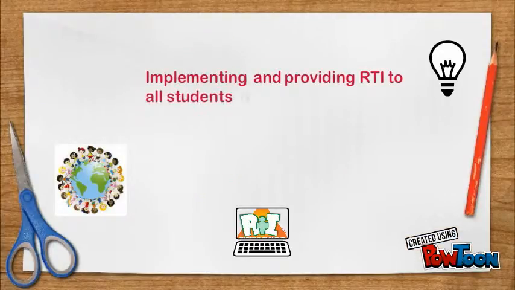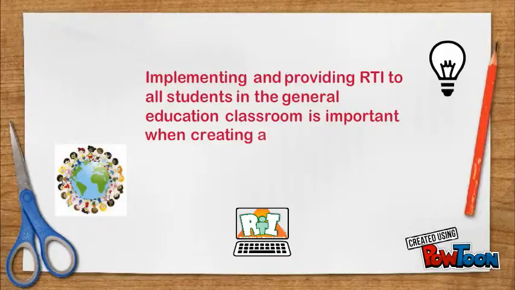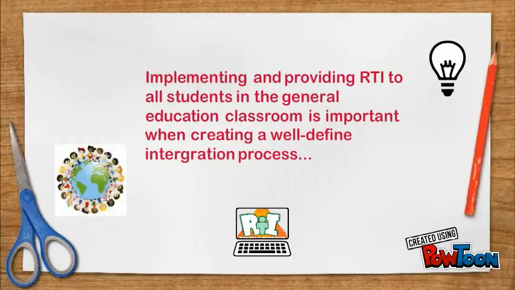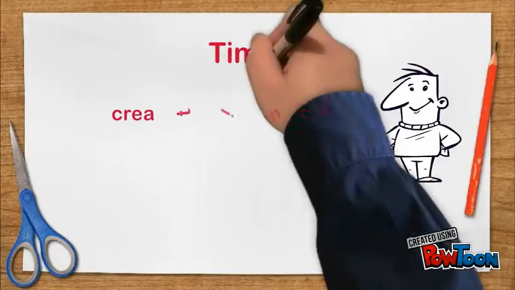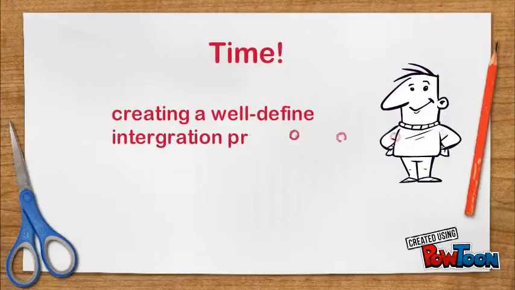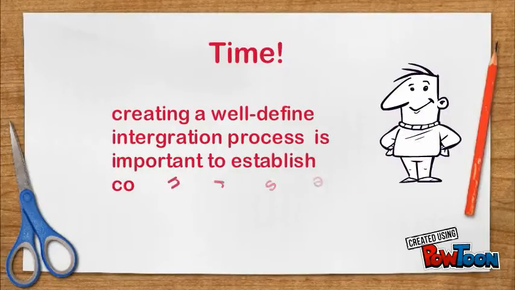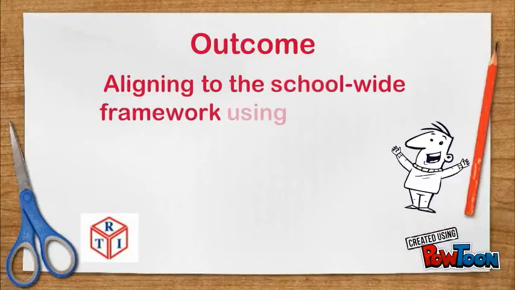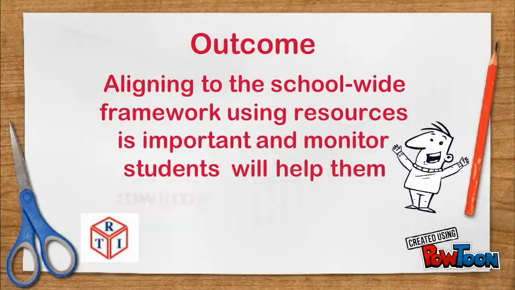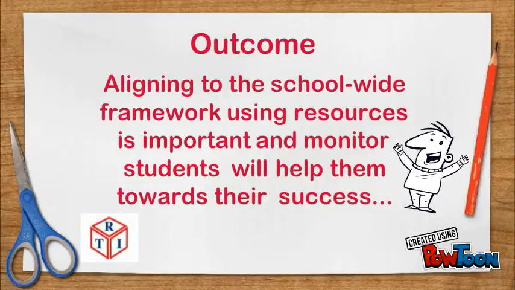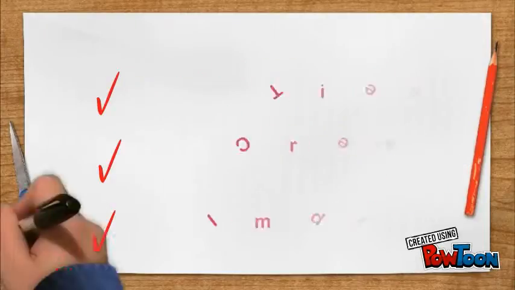So let's understand. Implementing and providing RTI to all students in the general education classroom is important when creating a well-defined integration process. That is what Tier 1, 2, and 3 are required to do. Time is important. Creating a well-defined integration process is important to establish the course of action needed when dealing and moving into an RTI intervention. Outcome. Aligning to the school-wide framework using resources is important, and monitoring students will help them towards their success when referred to an RTI.